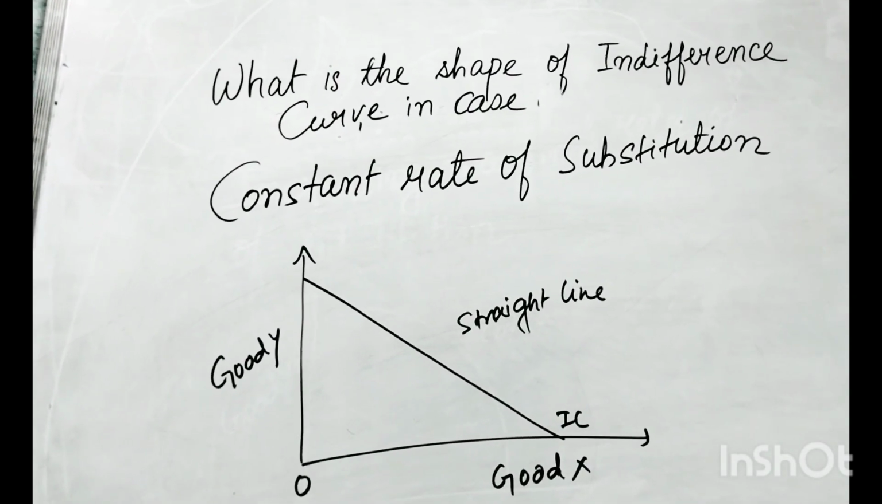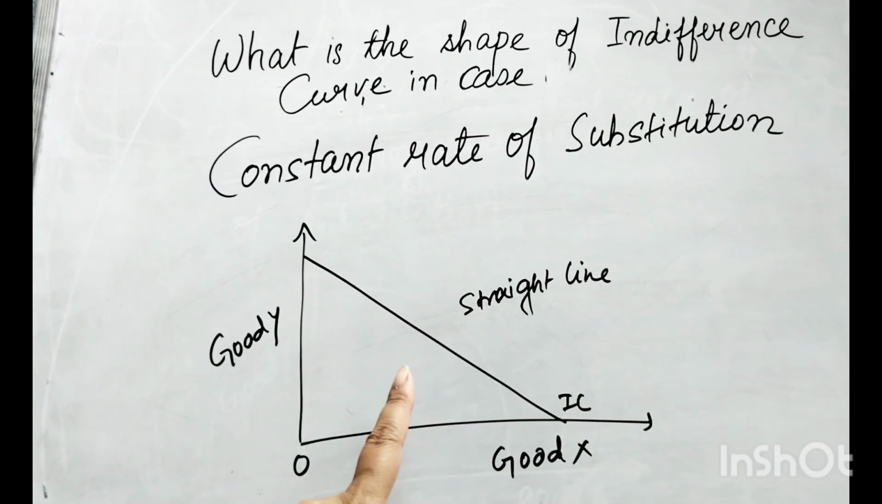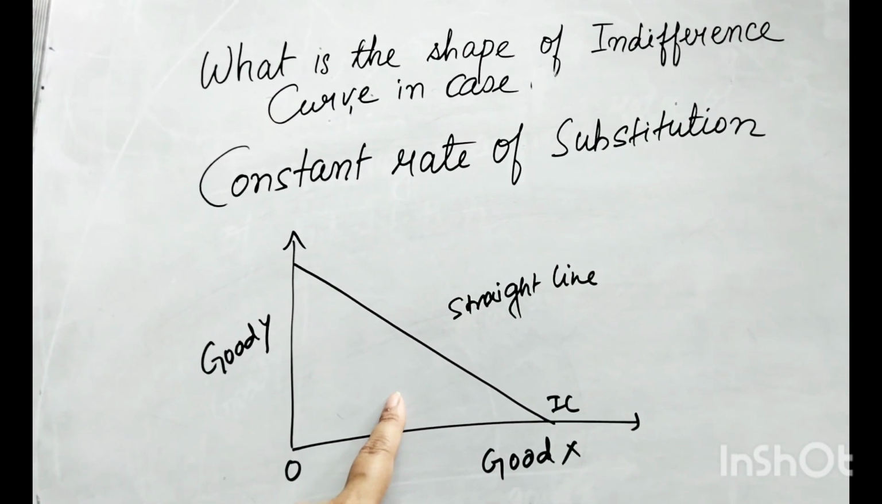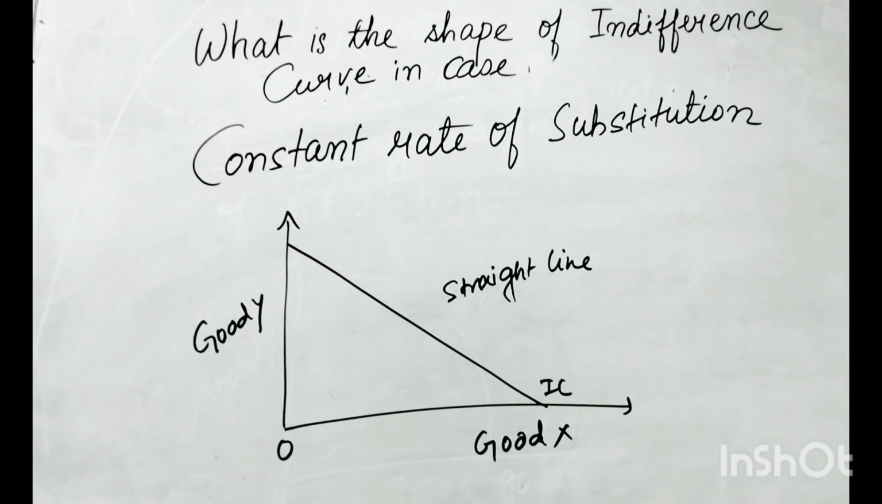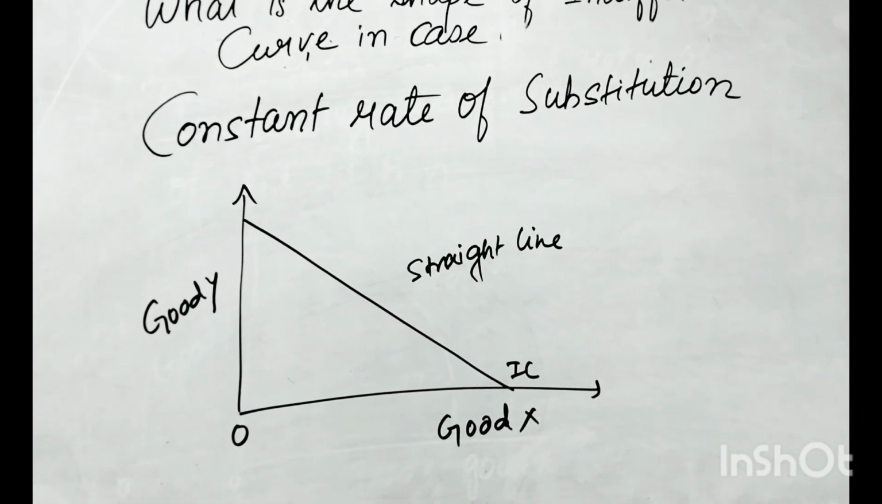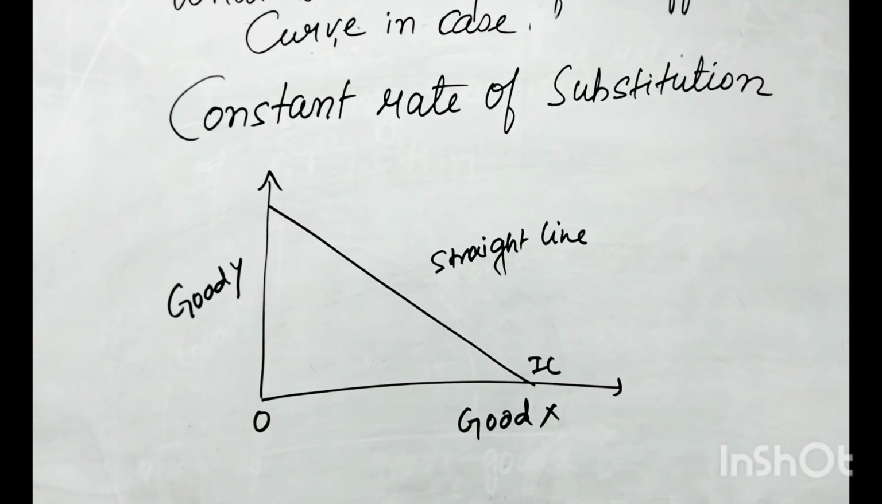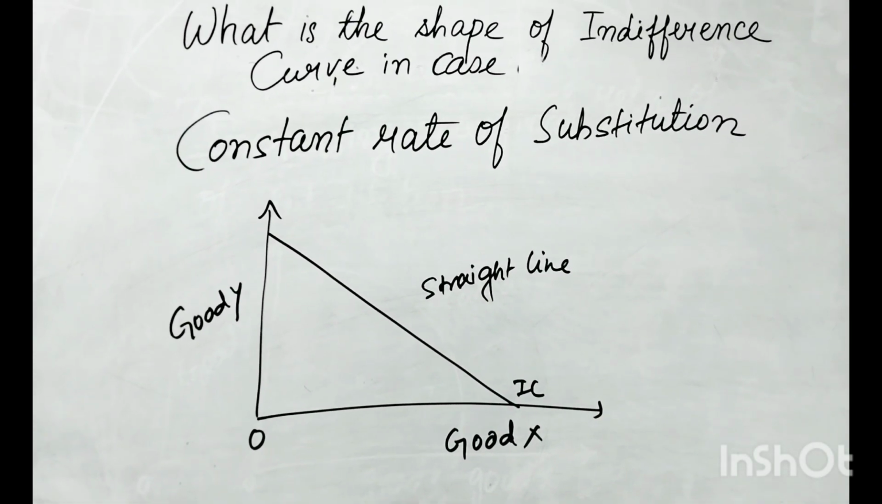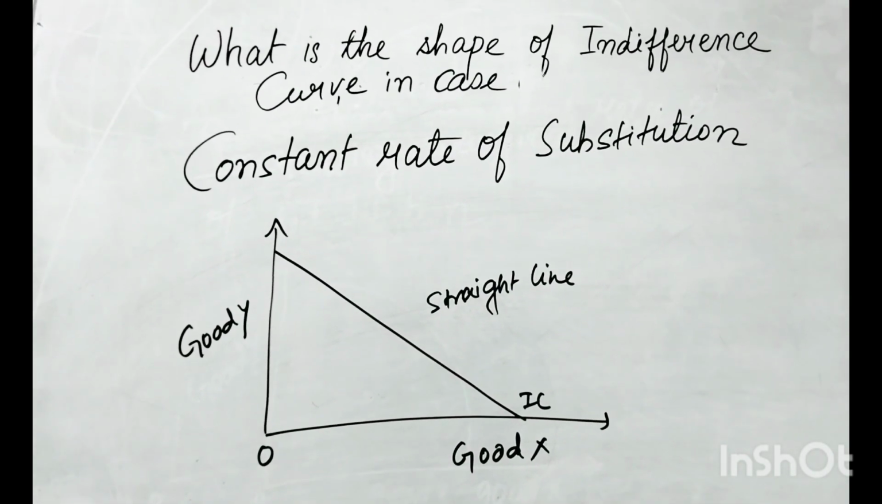And now in the case of constant rate of substitution, the indifference curve will be a straight line. So these are the different shapes of the indifference curve when there is a diminishing marginal rate of substitution, when there is an increasing marginal rate of substitution, and when there is a constant rate of substitution.